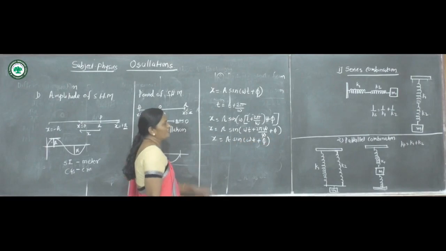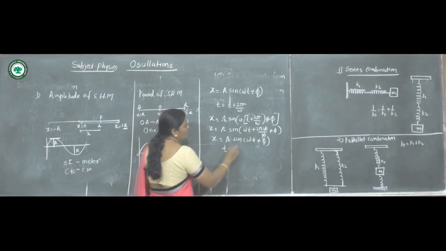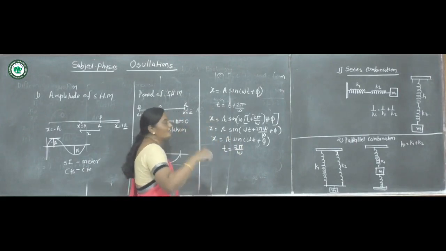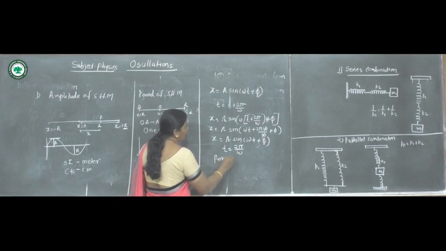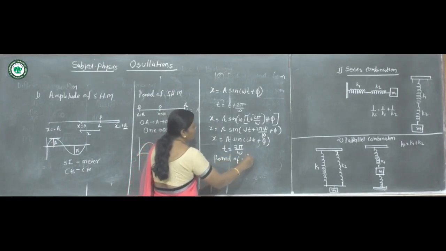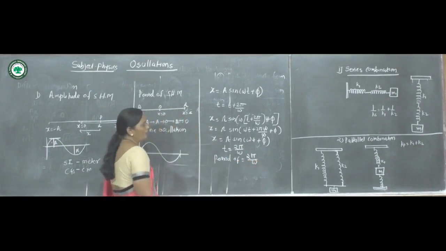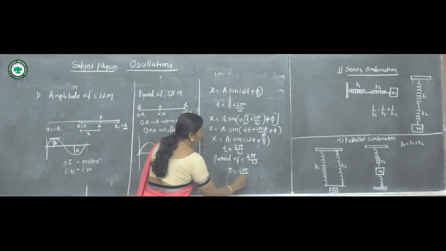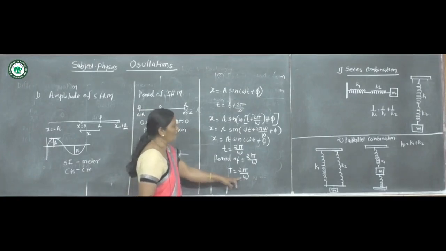This represents that after time t is equal to 2π upon ω, the body is at the same position. Therefore, the period of SHM is equal to 2π upon ω. Period of SHM T is equal to 2π upon ω. Here T is the period and ω is the angular velocity.